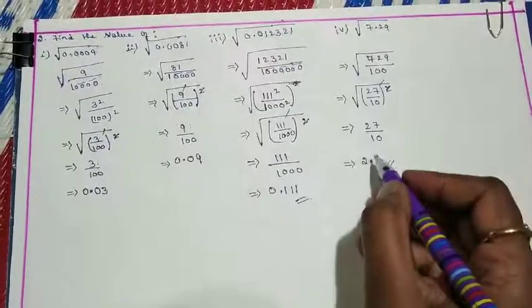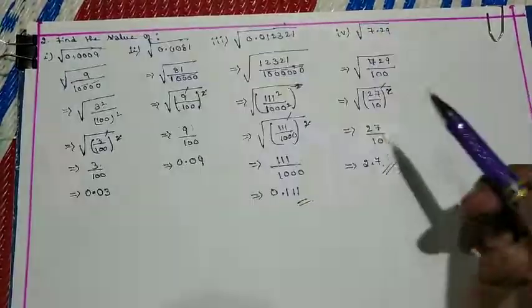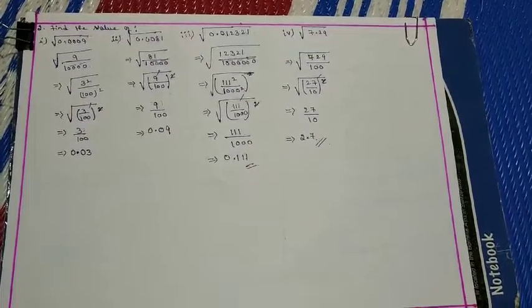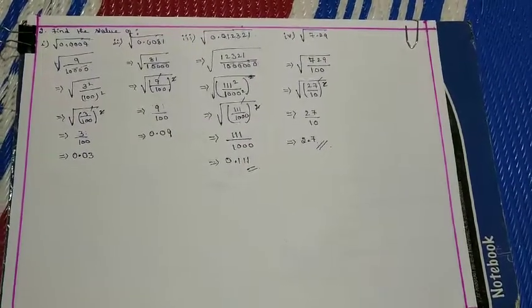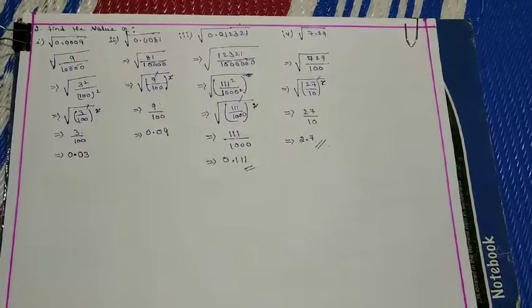I have kept the resulting answer in decimal form because the given question is in decimal form. So this completes the second main from worksheet 5, children, and the remaining we will solve in the next class with the explanation of the concept.